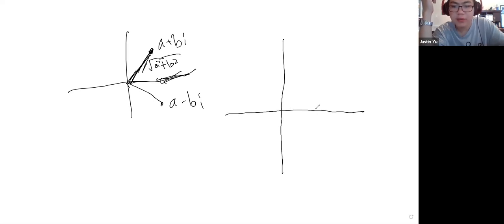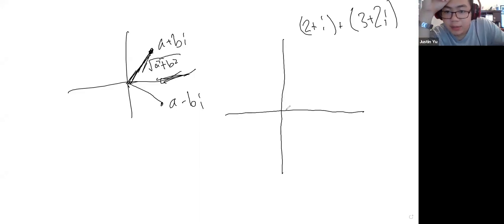Finally, another important thing is addition. Let's add 2 plus i and 3 plus 2i. So those numbers can be represented, actually, let me make this 2 plus 3i. It'll be easier to draw. That's a 2, and this is a 3. You're going to notice I'm drawing these with arrows.